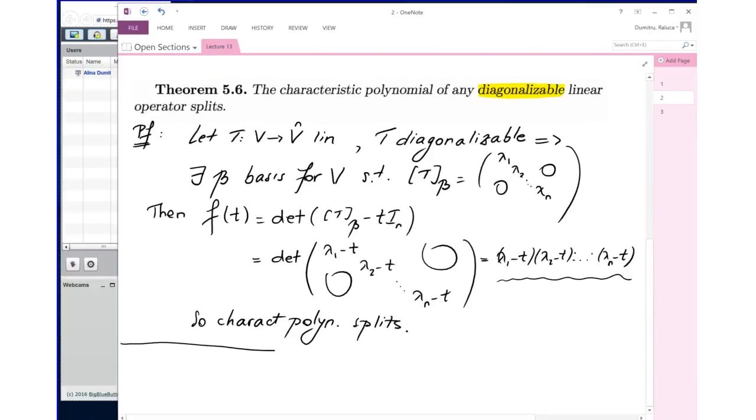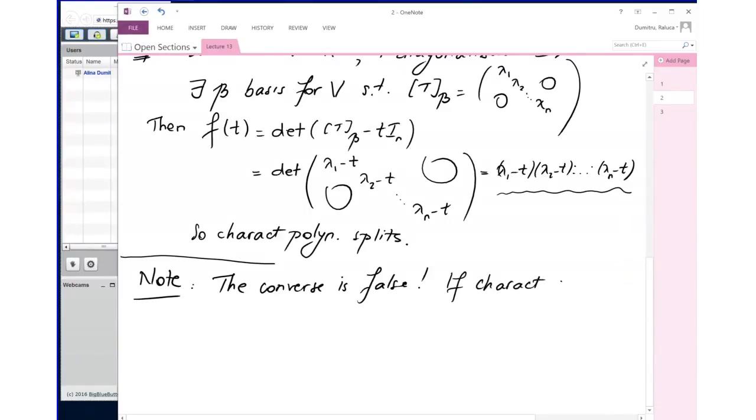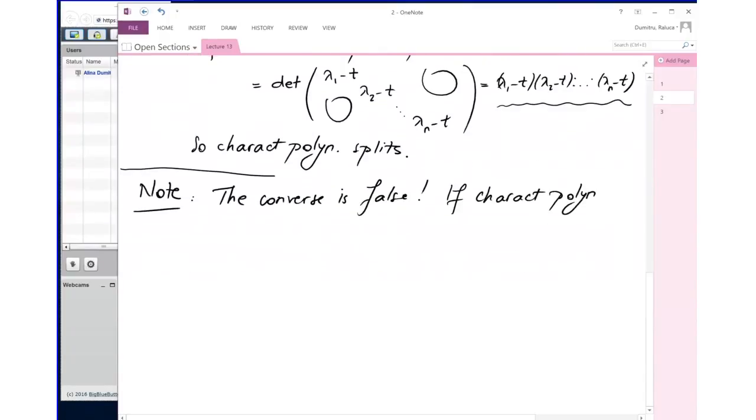So again, maybe this is enough, right? So maybe, just maybe, if you have a linear transformation or a matrix whose characteristic polynomial splits, then it's automatically diagonalizable, right? So it makes sense to ask this question. However, the converse is still false. In the sense that if the characteristic polynomial of a linear operator T splits, it doesn't necessarily imply that T is diagonalizable.